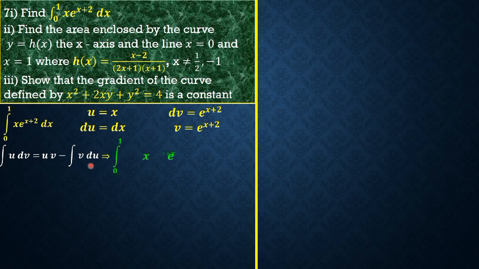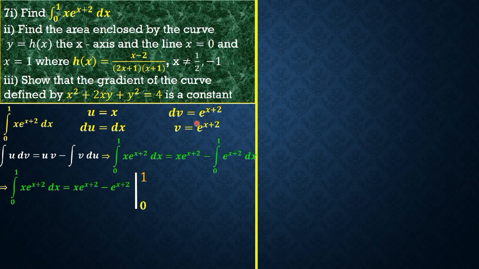So if we plug in everything, we are going to have the integral from 0 to 1 of x e raised to x plus 2, the x being equal to u, v is e raised to power x plus 2, minus the integral from 0 to 1 of v du. So we are going to have e raised to power x plus 2 dx. But friends, what's the integral of this? It is simply the same e raised to power x plus 2. So we are going to have x e raised to x plus 2 minus e raised to x plus 2. The limits are from 0 ending at 1.